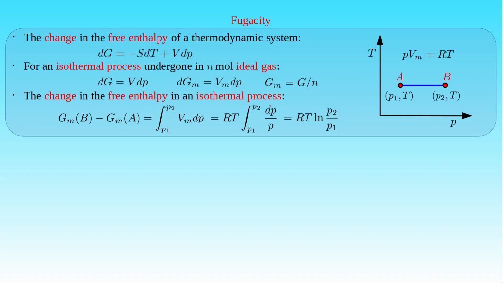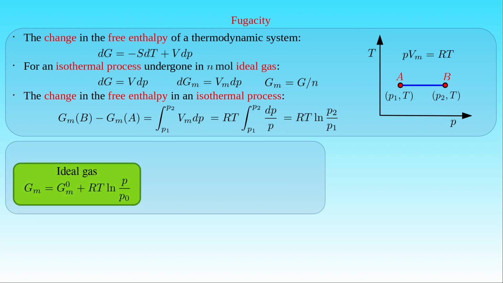As in the case of entropy and free energy, the initial state A or any other state can be chosen as a reference or zero state with the reference value of G0m at the pressure P0. Then the molar free enthalpy Gm of an ideal gas at the temperature T and the pressure P is given by the reference value of G0m plus the gas constant R times the temperature T, times the natural logarithm of the ratio of the pressure P to the reference pressure P0.